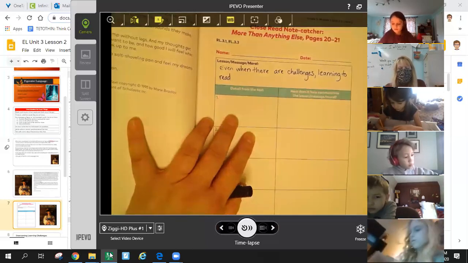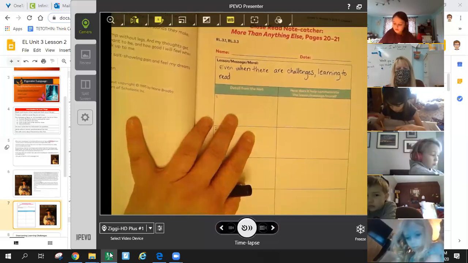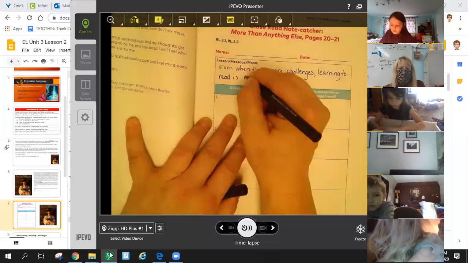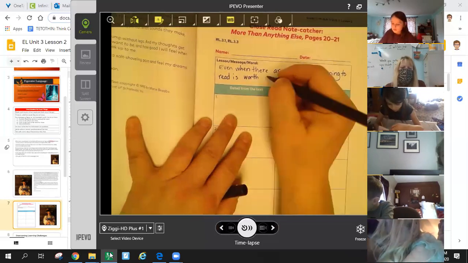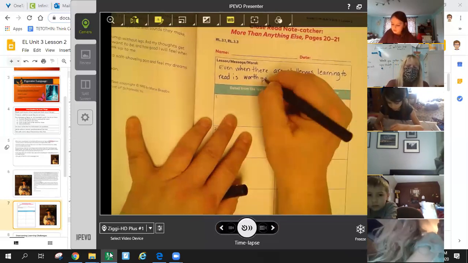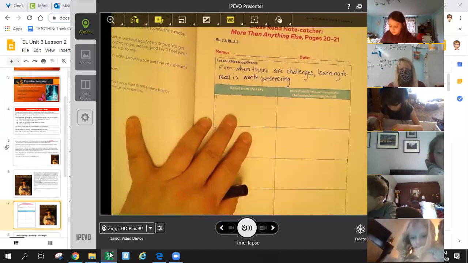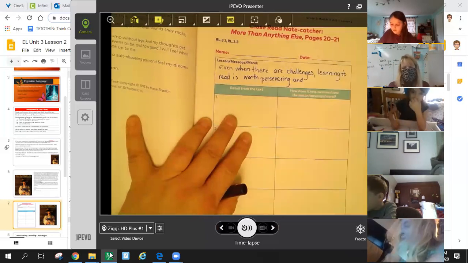You can also do this in your own words as long as you include all the parts, okay? So even when there are challenging, learning to read is worth doing what? Persevering. And what do we do if we can't figure it out ourselves? Ask for help.